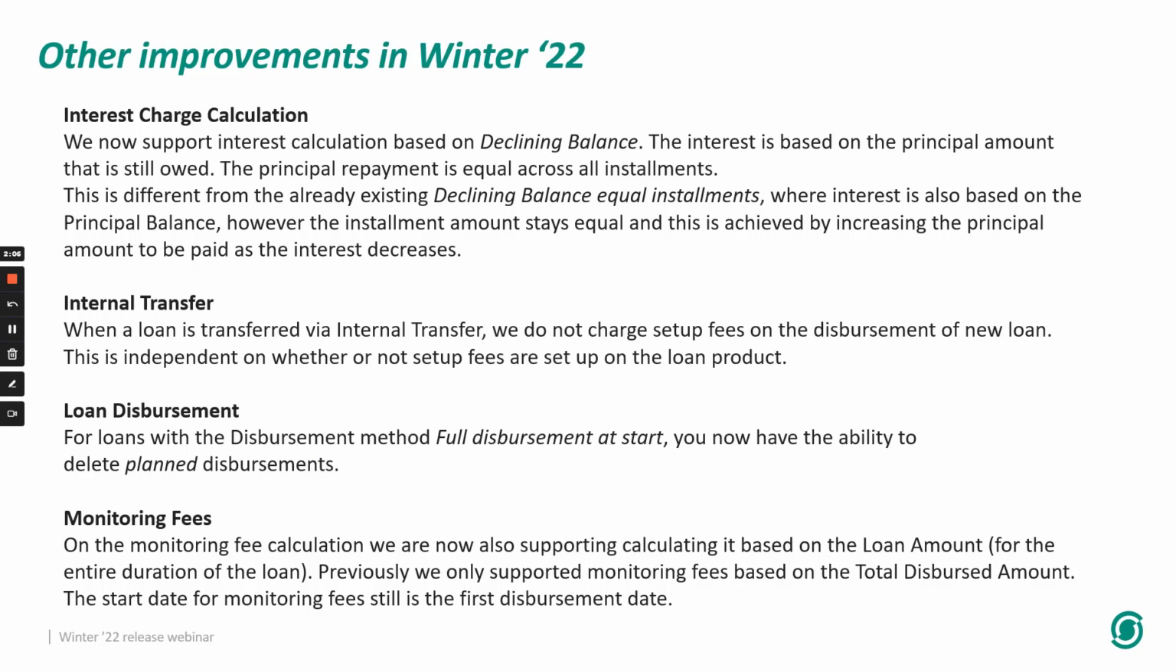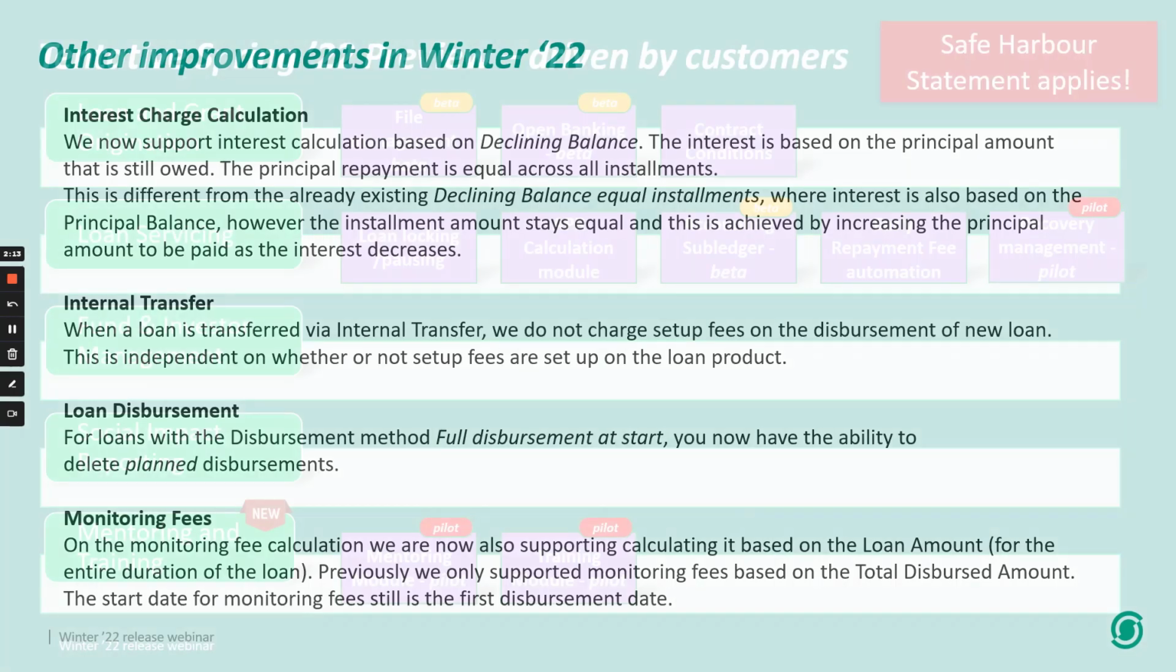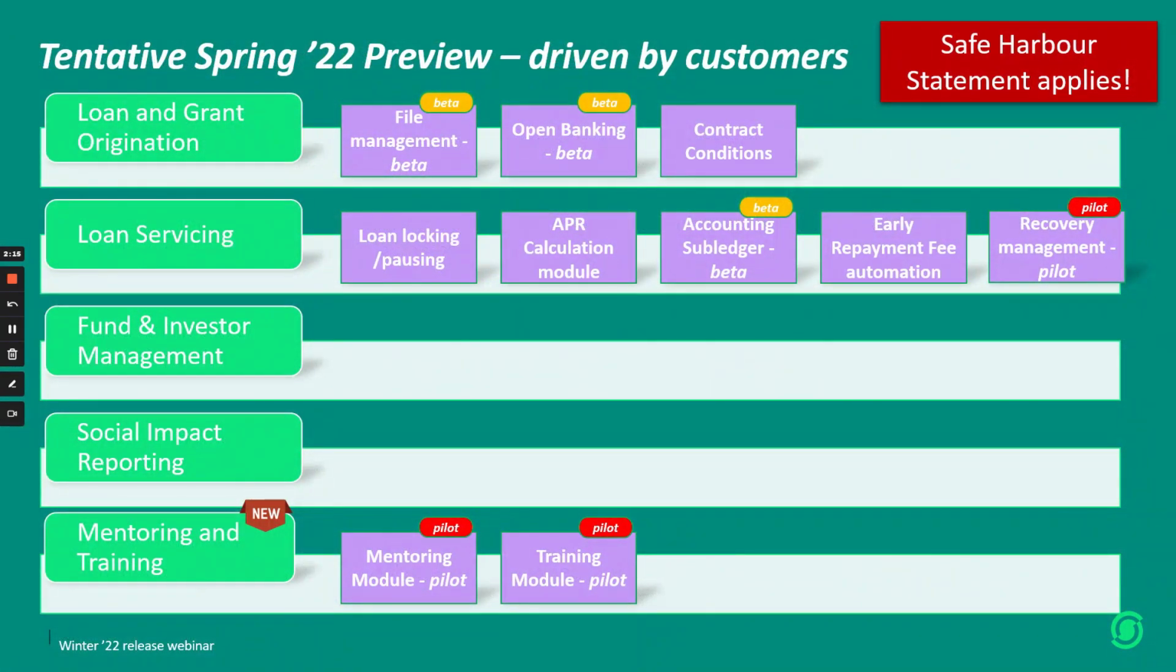Okay, let's now have a look at our upcoming release, Spring 22, that will be available at the beginning of June. Anything that is on this sheet is subject to safe harbor statement. People that sometimes watch Salesforce presentations will be familiar with this.